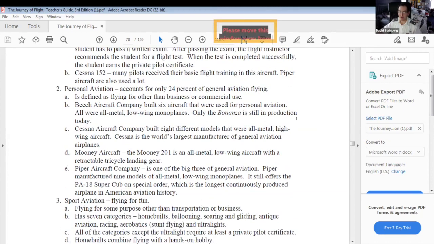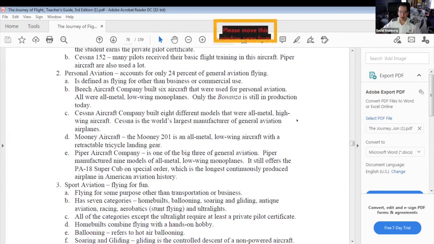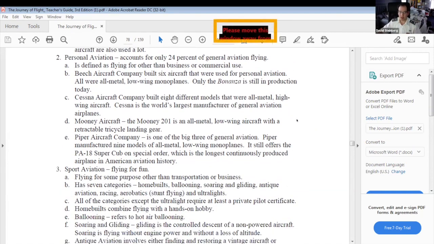We have personal aviation. So that accounts for about a quarter of the general aviation flying. So what kinds of manufacturers of those types of airplanes do we have? So we have Beechcraft. They have built the Bonanza, which came in single engine piston and also twin. I have flown the twin engine version on my flight simulator at home, which is a really fast airplane, 200 knots, retractable gear. It's pretty cool.